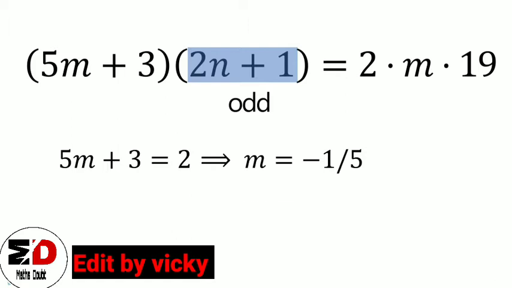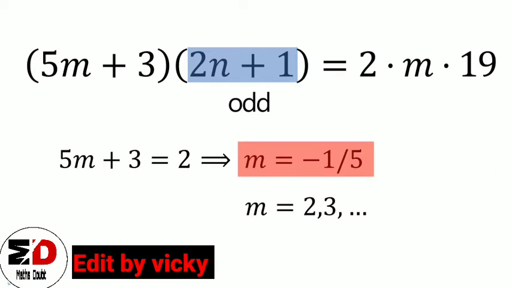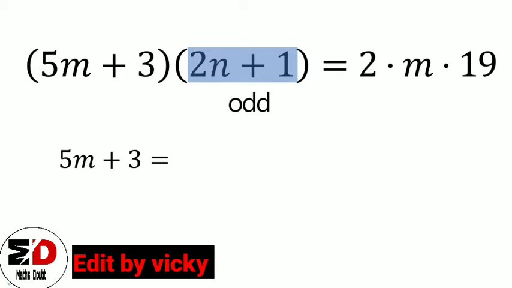And this is a problem because we know that 3 over m is a fraction in lowest terms, so m has to be a whole number that's greater than or equal to 2. So we can exclude this possibility. So the other possibility is that 5m plus 3 is equal to 2 multiplied by 19. This is equal to 38, which means that m is equal to 7.